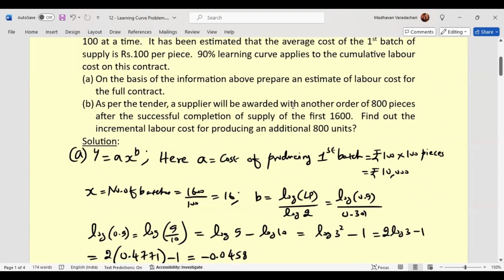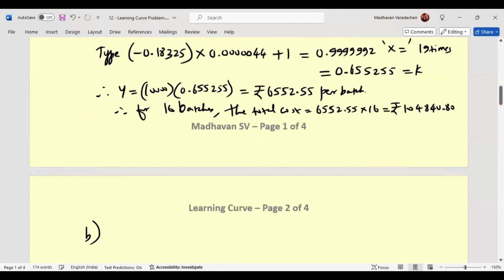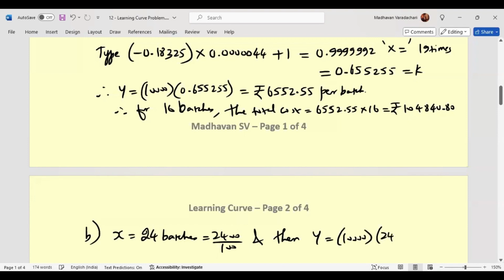Now, as per the tender, an additional quantity will be awarded, meaning an additional order of 800 pieces. So since it is additional after 1600, we'll now work out for 1600 plus 800, which is 2400. For Part B, we will consider X equal to 24 batches. How 24? It is 2400 divided by 100. Then Y will be 10,000 times 24 to the power of negative 0.1522.